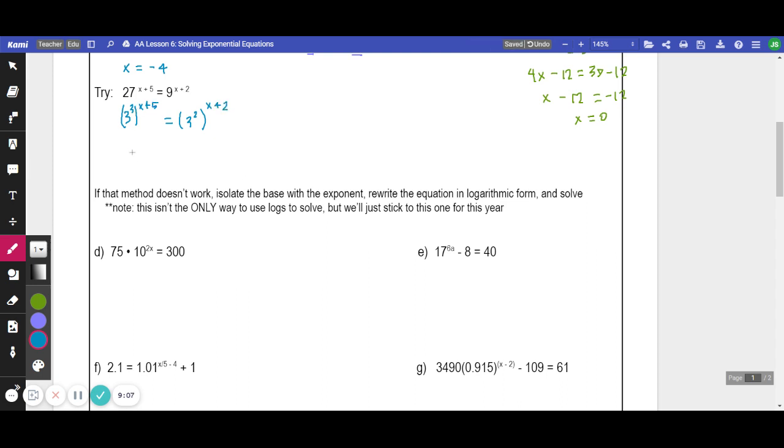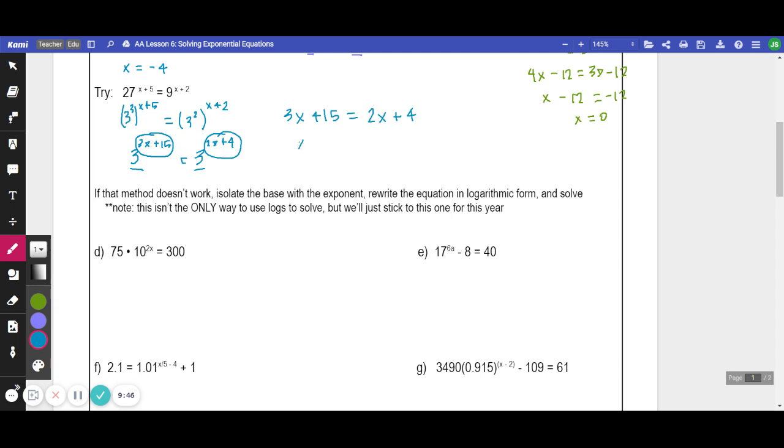So power to a power, we multiply them, and we get 3 to the 3x plus 15 equals 3 to the, power to a power, we multiply, 2x plus 4. They have the same bases that are equal, therefore the exponents must also be equal. So 3x plus 15 equals 2x plus 4. And then we're going to solve.